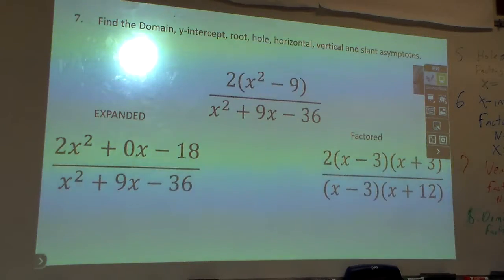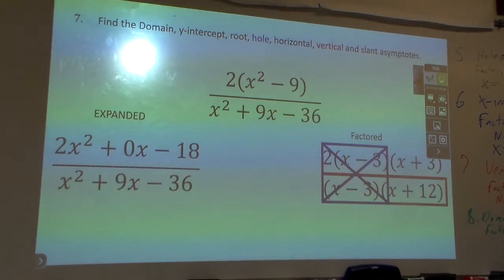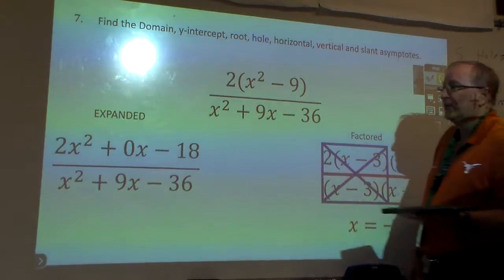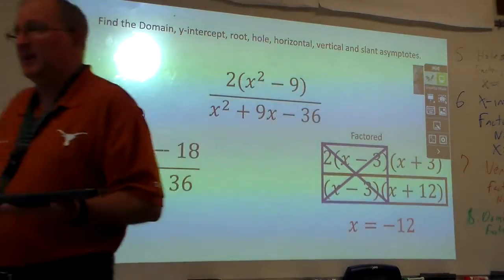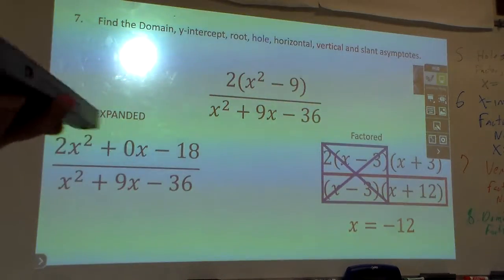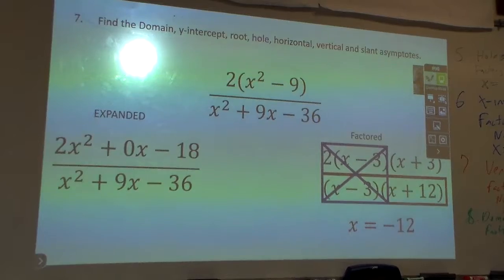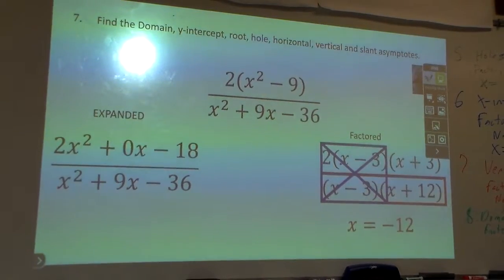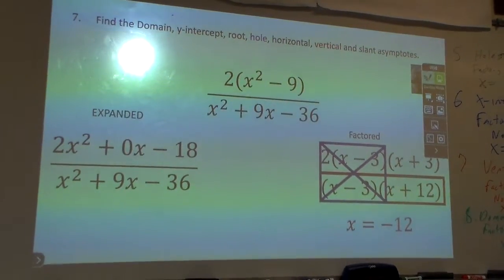And then the last one, what's wrong with this one? A hole. There's a hole. So those are going to get kicked out. So the only answer is x equals negative 12. So that would be the answer for it. Remember, it's just the denominator, provided there are no holes. Holes get kicked out.